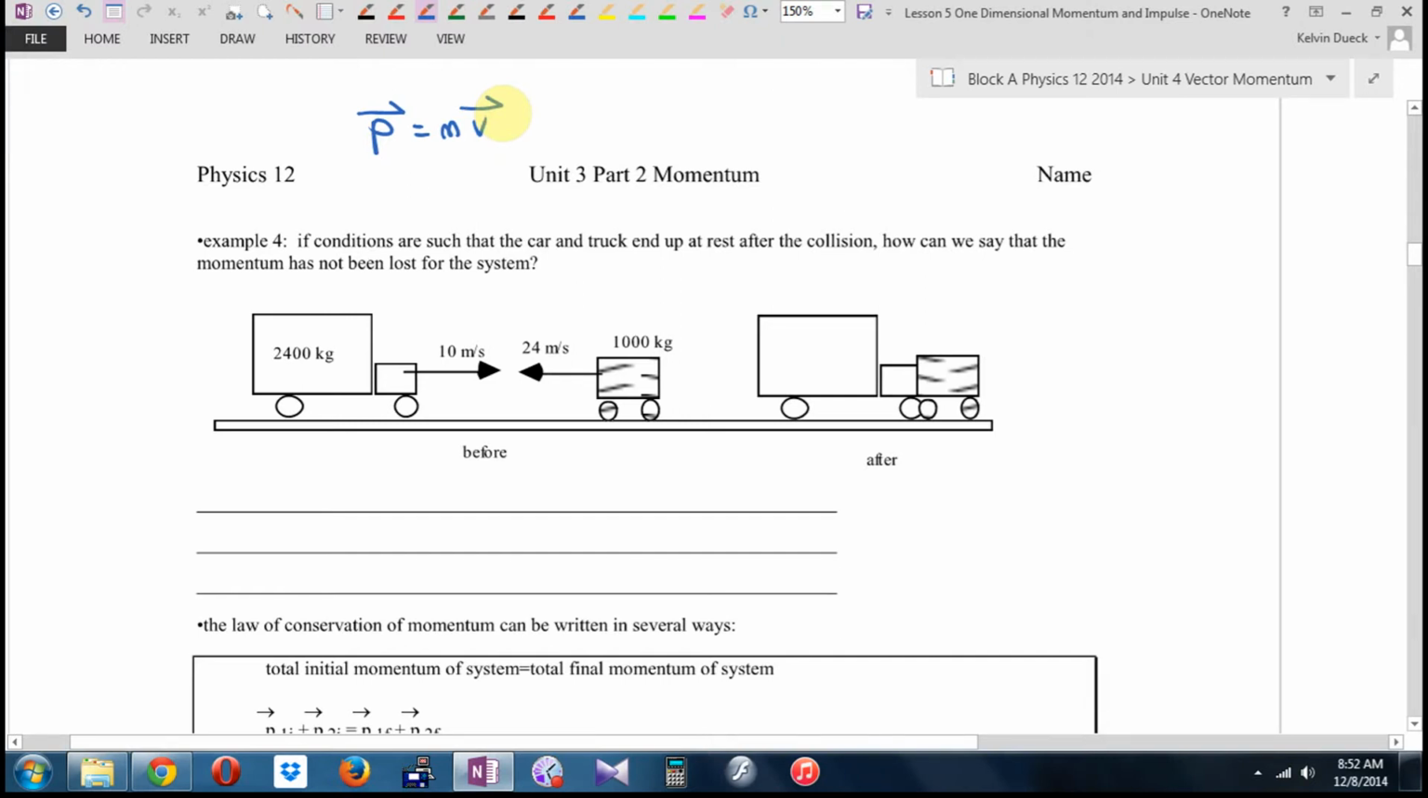If conditions are such that the car and the truck end up at rest after the collision, how can we say that the momentum has not been lost for the system? Because before the collision, they both have velocity. After the collision, they have no velocity. What's the momentum after the collision? How fast is the truck moving after the collision? 0. How fast is the car moving after the collision? 0.